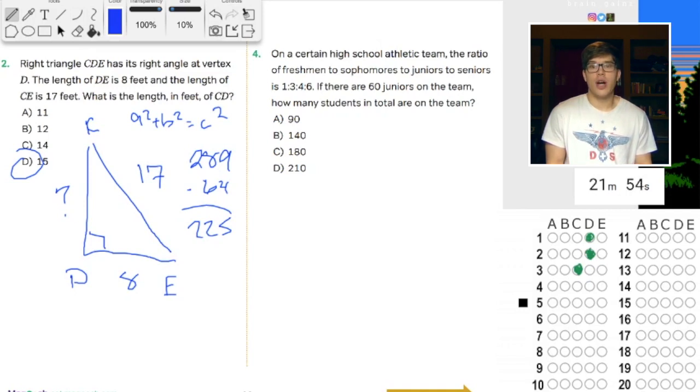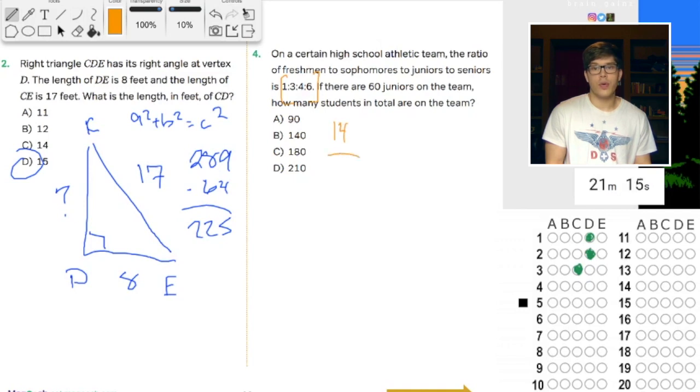On a certain high school athletic team, the ratio of freshmen to sophomore to junior to seniors is 1 to 3 to 4 to 6. If there are 60 juniors on the team, how many students in total are on the team? Okay, so what we can do for these ratio problems is, well, you want to count up the total in this ratio. So 1 plus 3 plus 4 plus 6 is how much? Well, 1 plus 3 is 4, 4 plus 4 is 8, 8 plus 6 is 14. So 14 is our total. This is our total in our ratio.